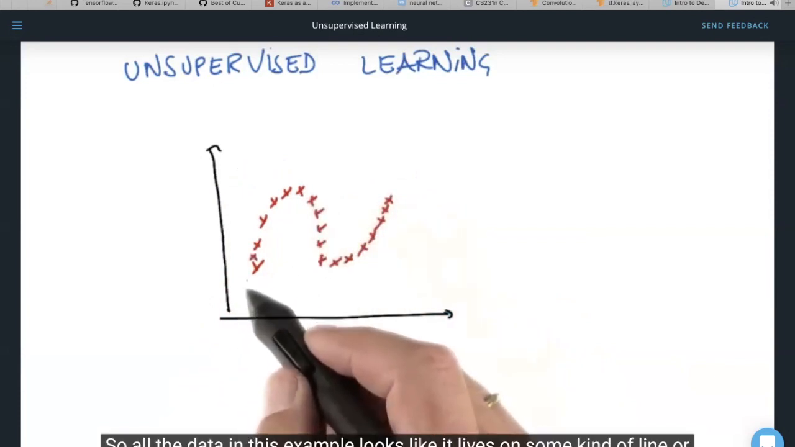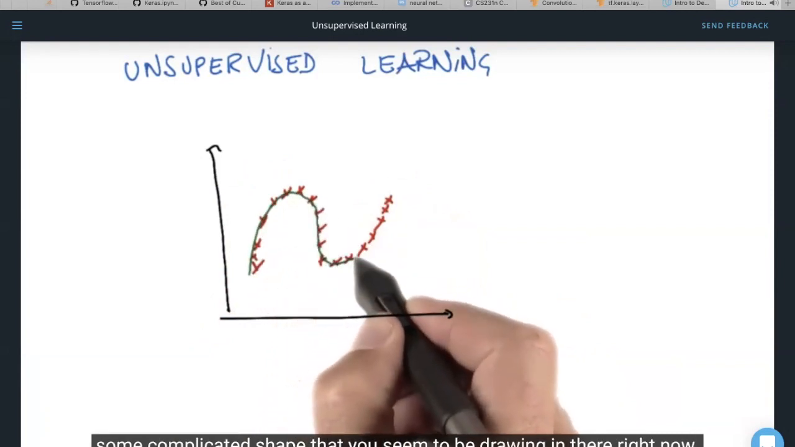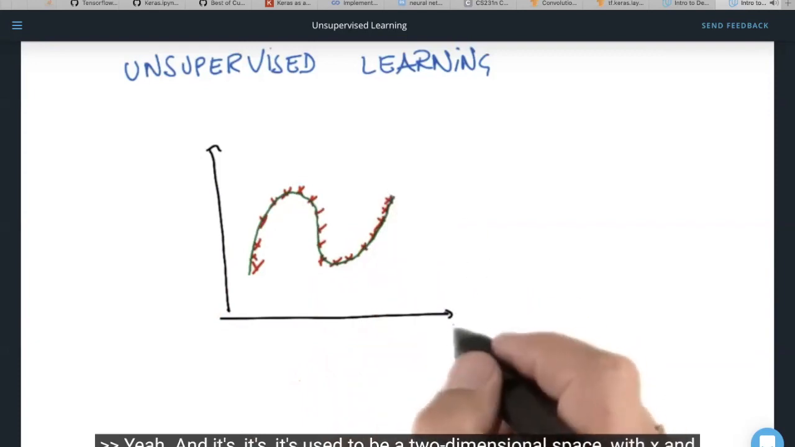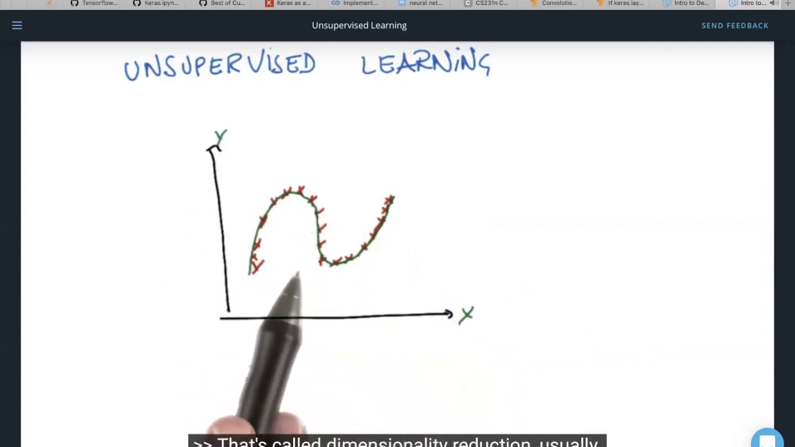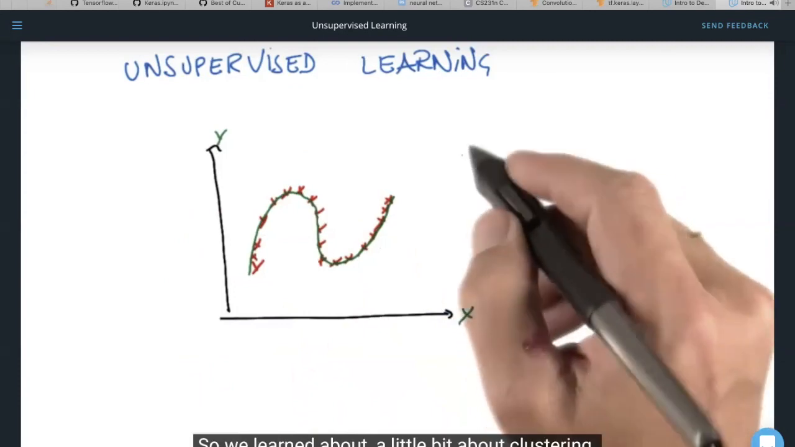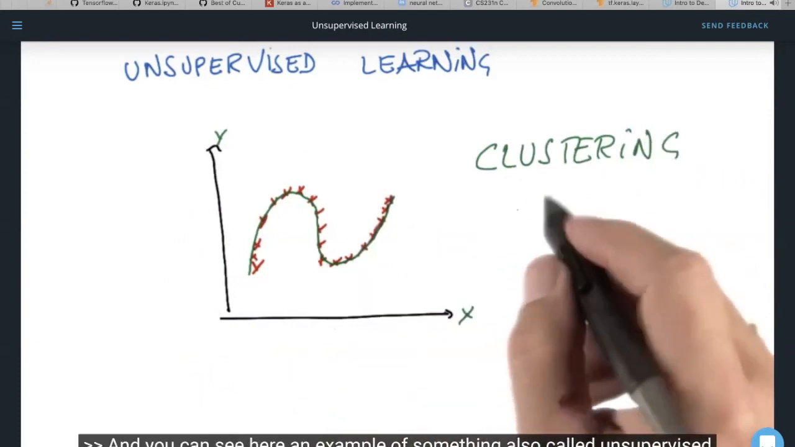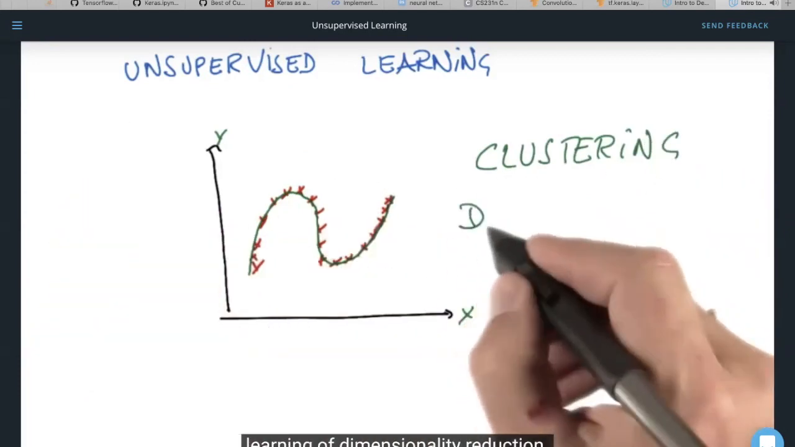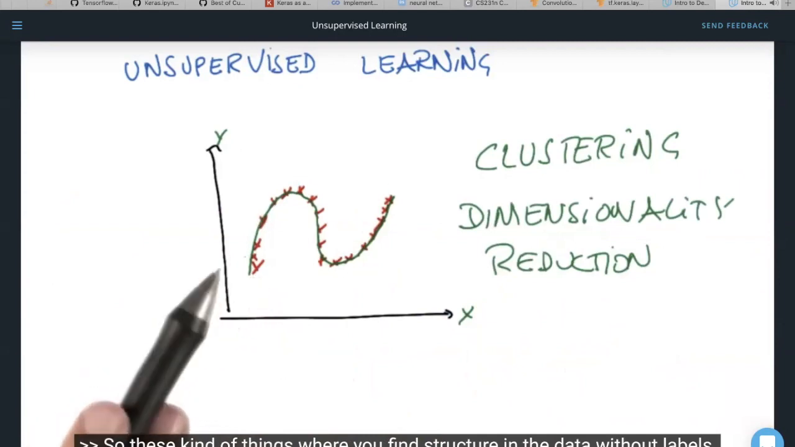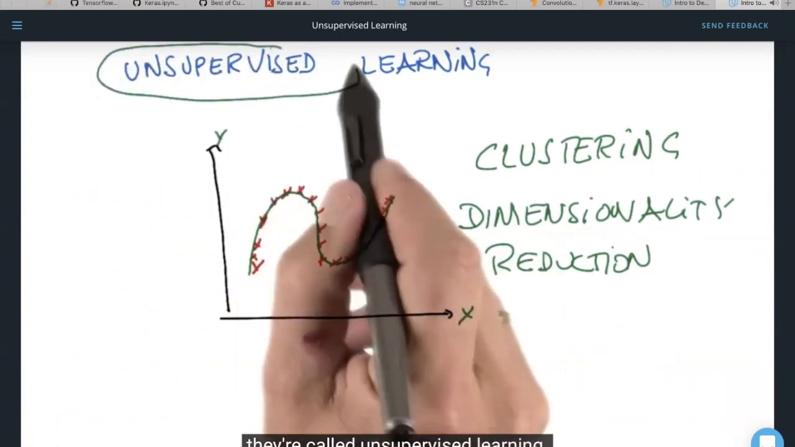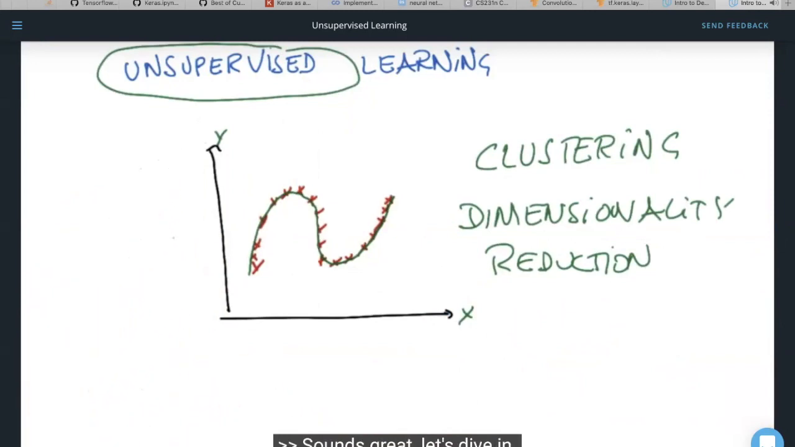There's something we can say here as well. So all the data in this example looks like it lives on some kind of line or some complicated shape. It used to be a two-dimensional space with X and Y over here, but somehow we can reduce it to a one-dimensional line. That's called dimensionality reduction. So we learned a little bit about clustering. Clustering is what we'll learn in this lesson. And we see here an example of something also called dimensionality reduction, which we will get to in a future lesson. So these kinds of things where you find structure in the data without labels are called unsupervised learning. And we're now going to dive into the wonderful, magical land of unsupervised learning. Sounds great. Let's dive in.